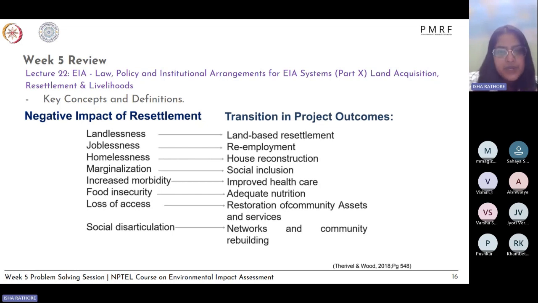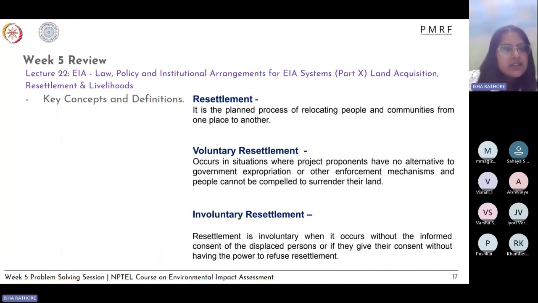Improved healthcare, adequate nutrition is being provided to them. The restoration of community assets and services is being considered in your project development and your resettlement scheme, basically. And there are networks and community rebuilding activities which you have proposed and you will oversee over the years so that they are rebuilt.